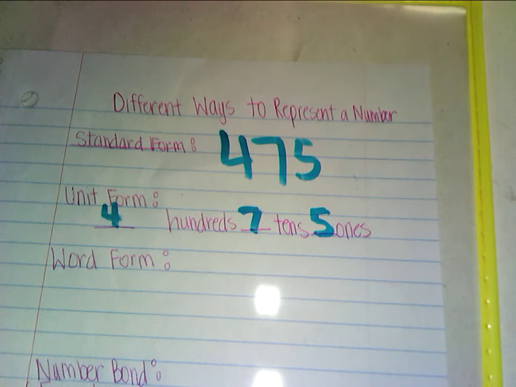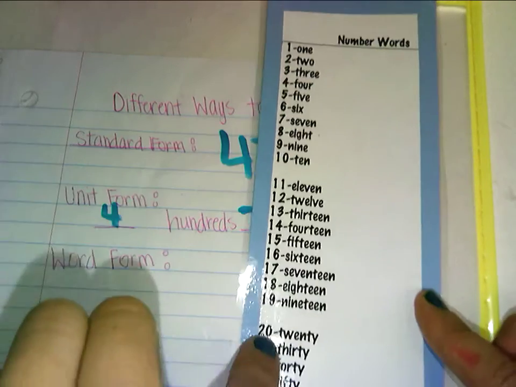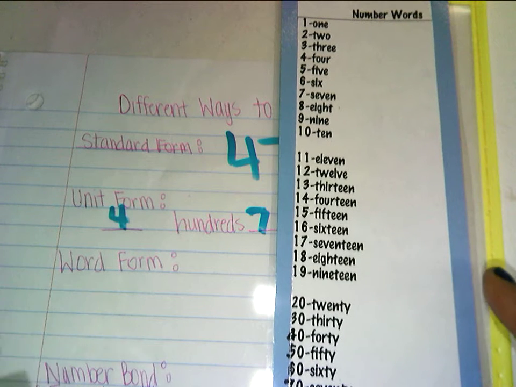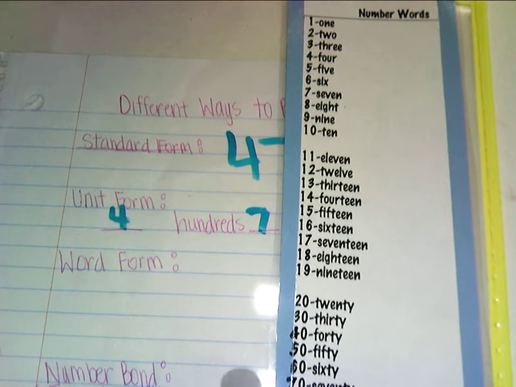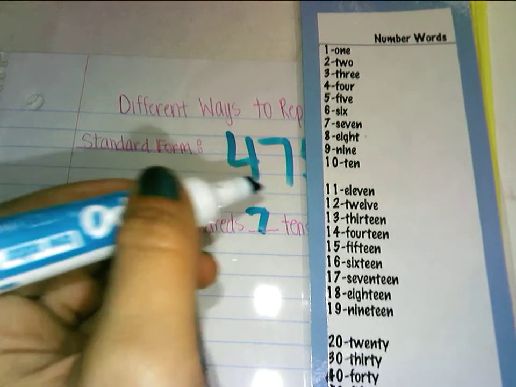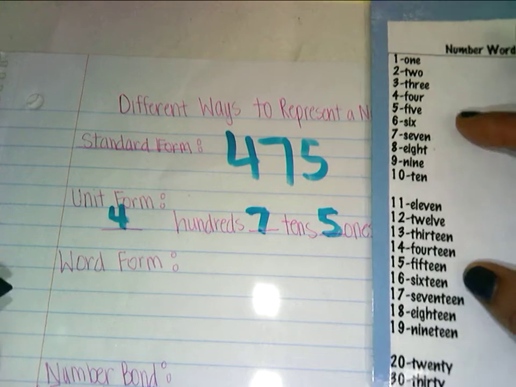For word form, you can use this number words chart to help you. Word form means that you have to actually write all the words. Okay? You should have all words for this. So what I like to do for this part is I like to say it out loud. So by reading this number out loud, I would say 400.